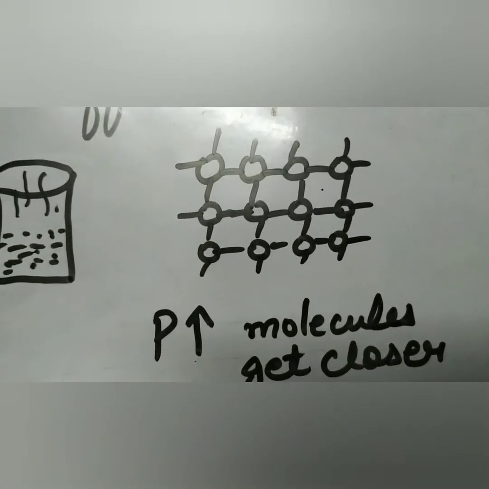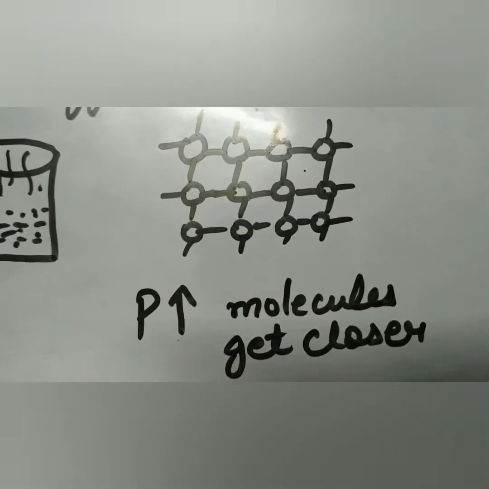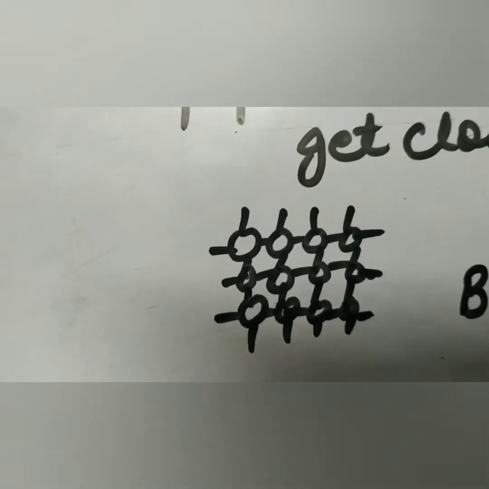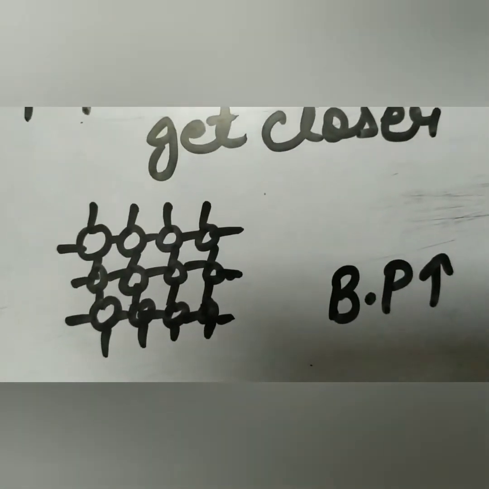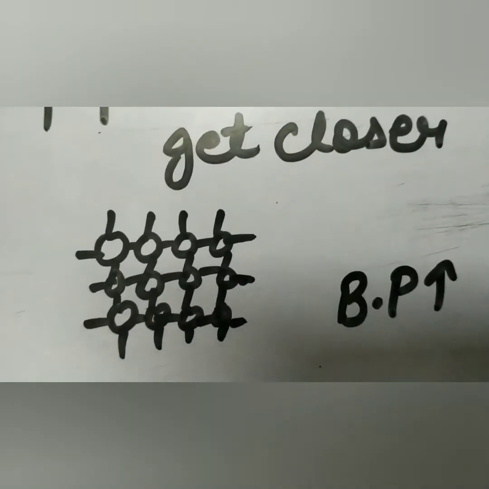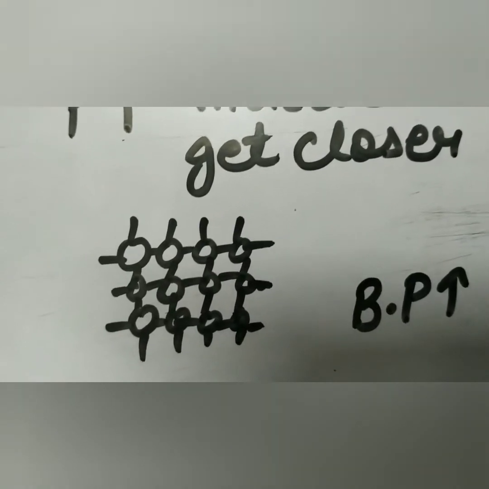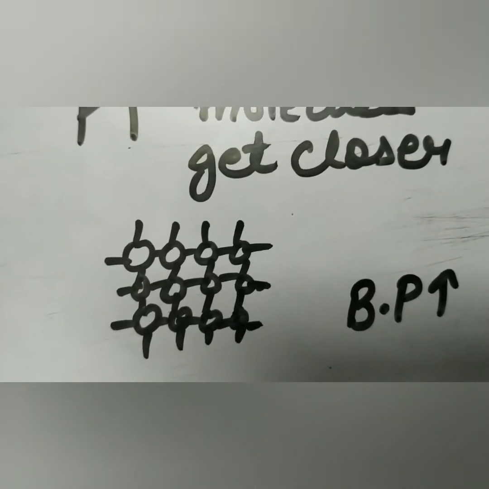But if we increase the pressure, the molecules get closer like that. If molecules get closer, they have strong bonding and need more heat and more temperature to break it. So the boiling point also increases if the pressure increases. If pressure decreases, then the boiling point decreases. That's why on the hills a pressure cooker is used for cooking food.